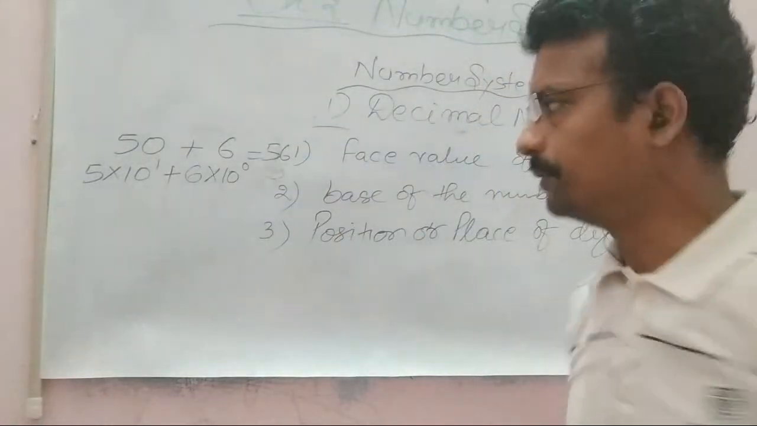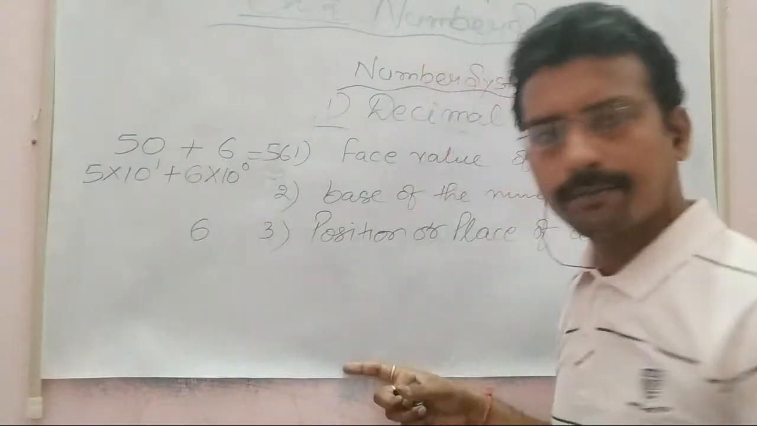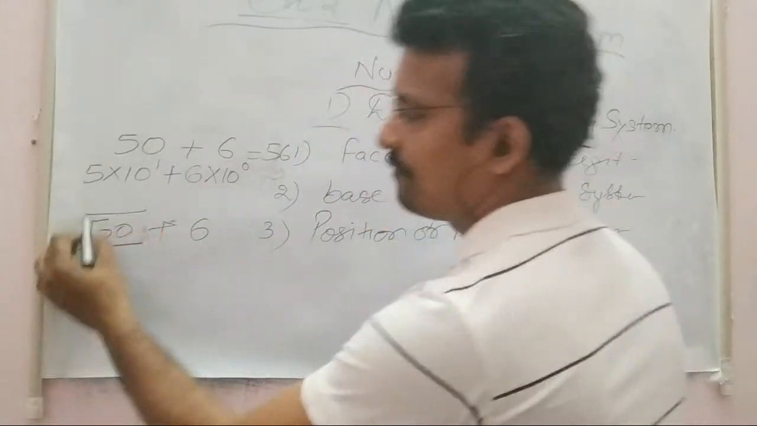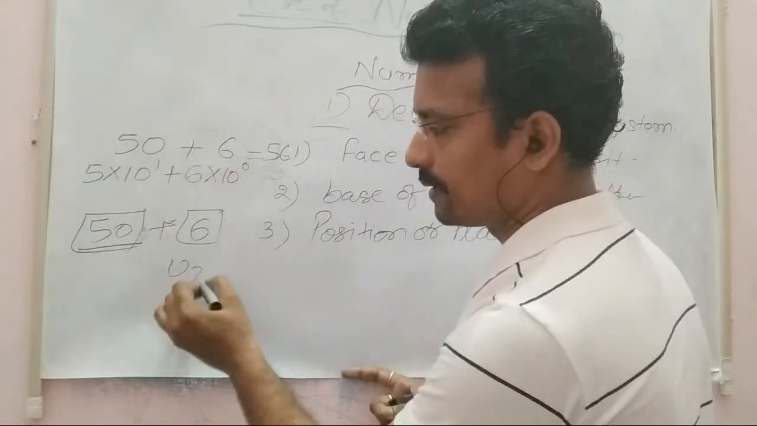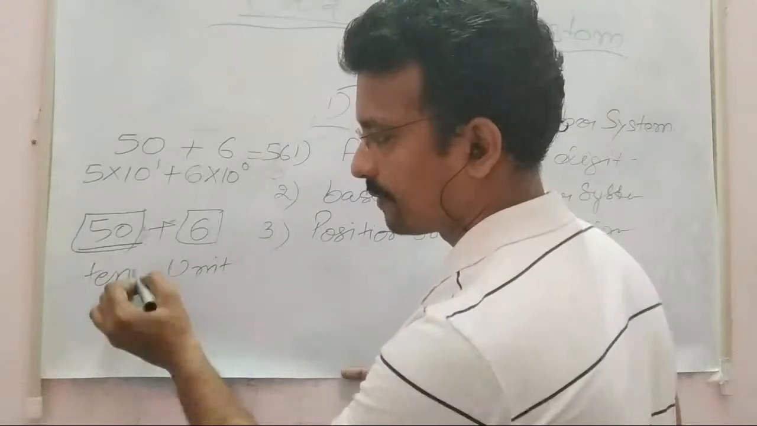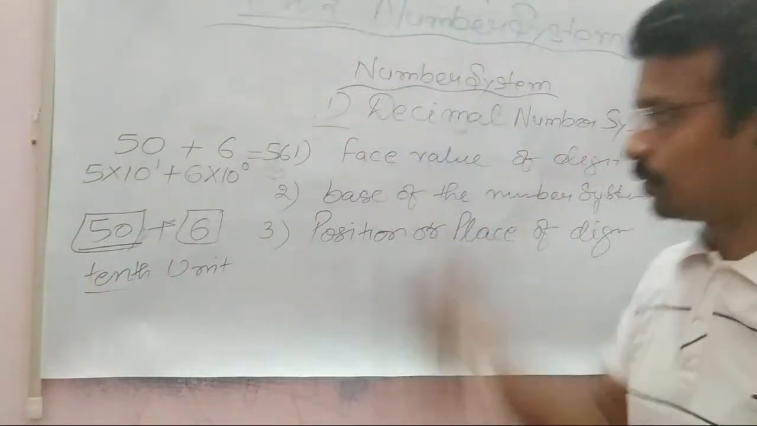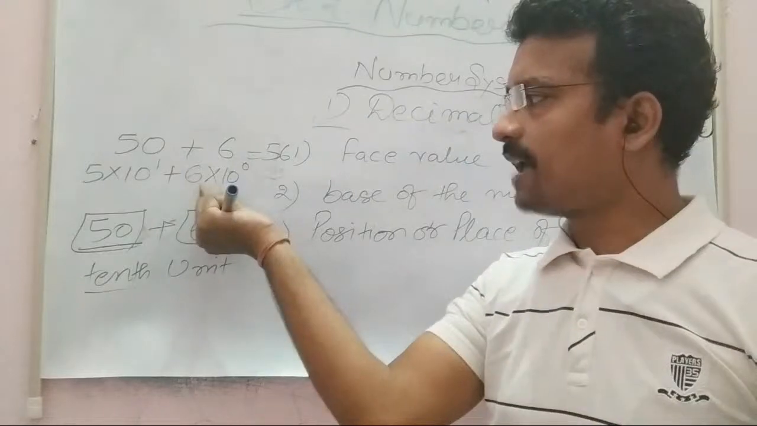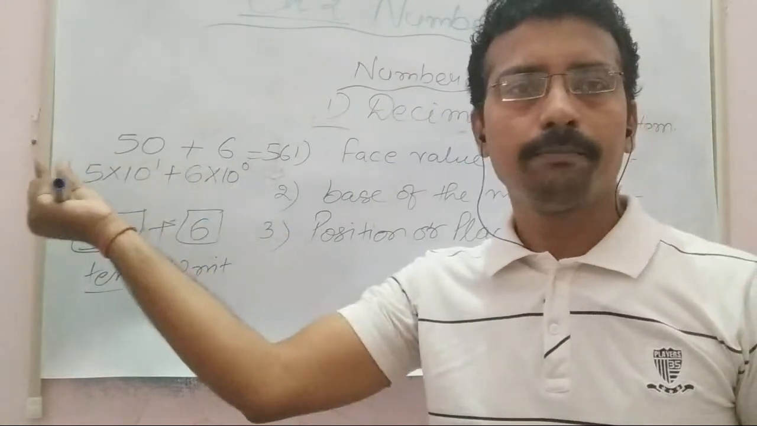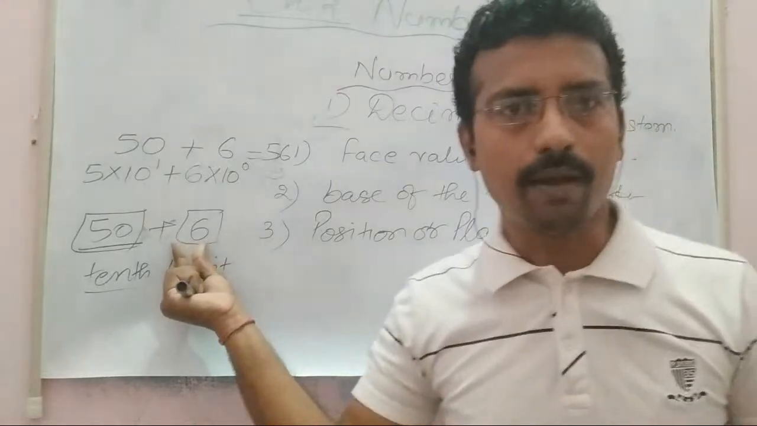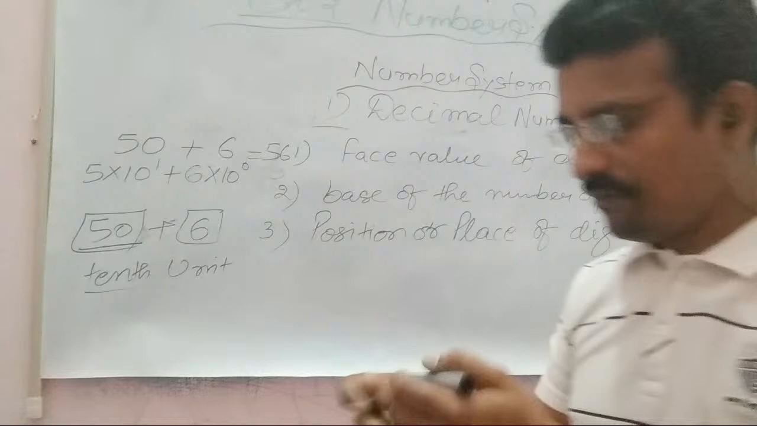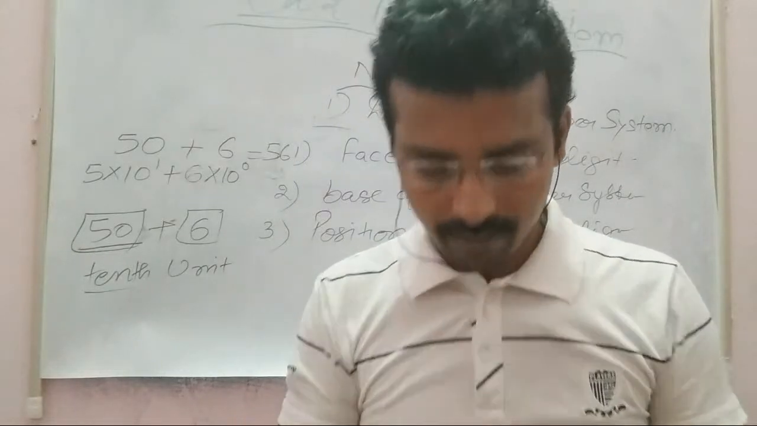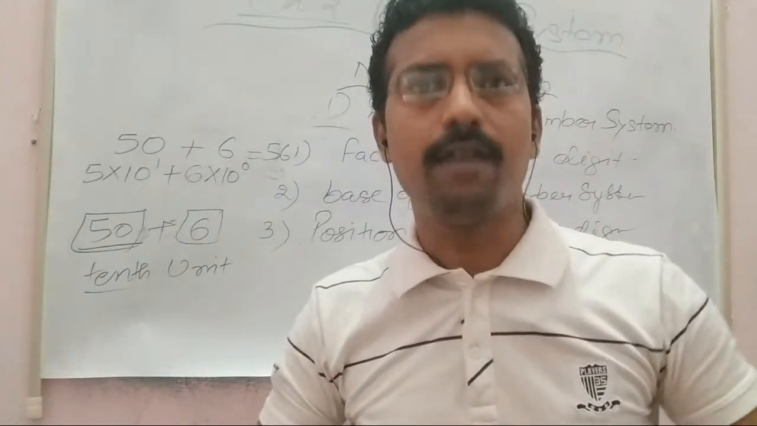Position value or place value of digits. This is the unit place and this is the 10th place. Means 5 is on the 10th place and 6 is on the unit place. This is their place value. Clear? So three things are clear for you all. This is face value, how the digits look. Base value, base of the number system 10. And place value, which in mathematics you have practiced. Clear? Now I will combine all this in one term and let you clear how we will generate it, how we will understand it in an easier way.